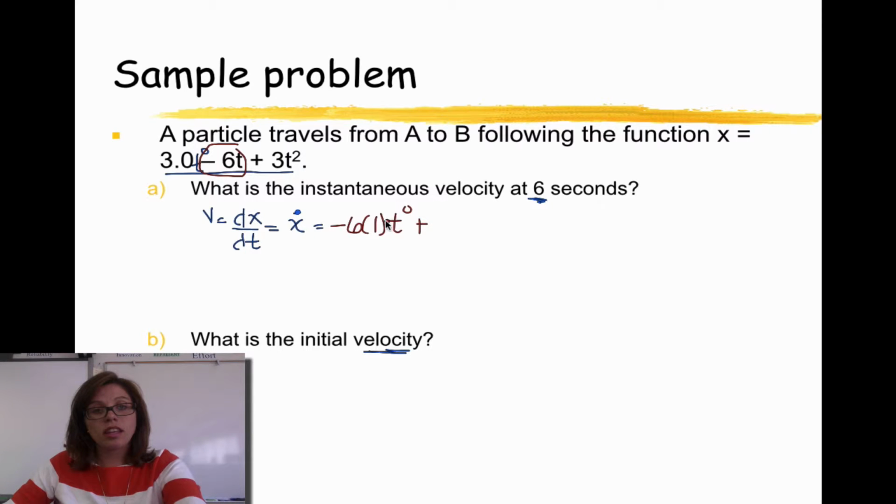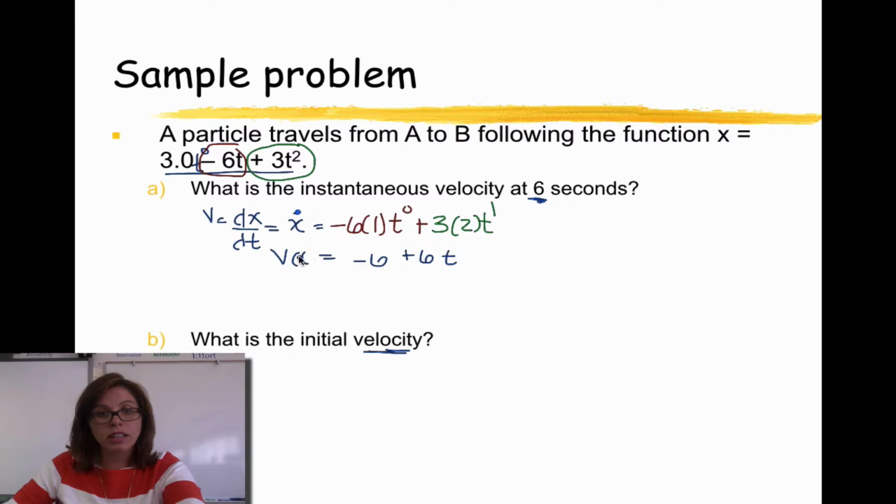Plus, and then let's see, this part right here is t squared, so you have this 3, and then you bring down that 2, and it's t, and you subtract 1 from the exponent. So we put it all together. This is equal to negative 6 plus 6t. So that's our velocity with respect to time.